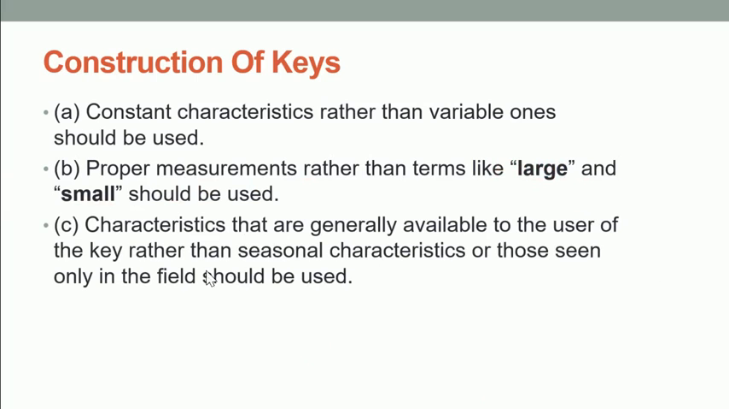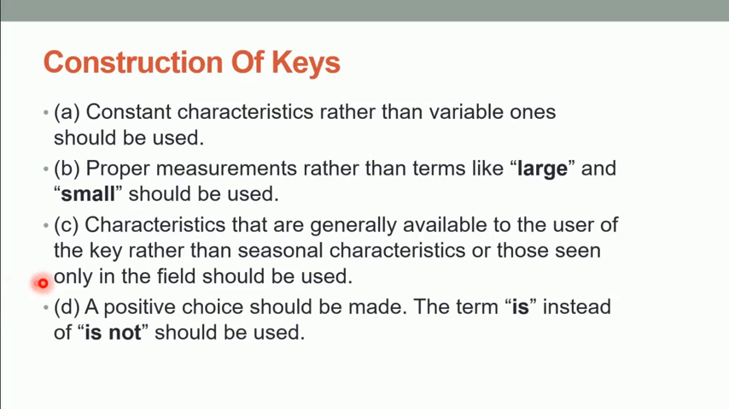Next, very important, you should avoid seasonal characteristics, because it is not so that the person who is trying to identify that organism will be using that key in a particular season. So such seasonal characteristics should be avoided. A positive choice should be made. So the term "is" instead of "is not" should always be used.